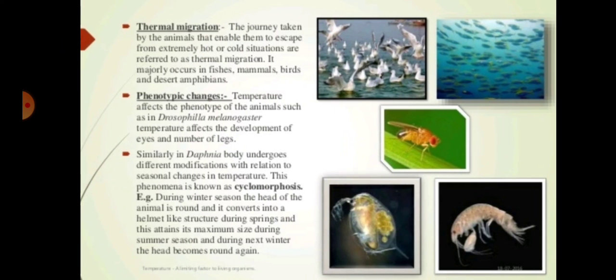Then another effect of temperature is thermal migrations. Thermal migrations occur only in the animals. The journeys taken by animals that enable them to escape from extremely hot or cold situations are referred to as the thermal migrations. For example, desert animals move to shaded places to avoid the burning heat of noon, and some animals like desert reptiles and snakes become nocturnal to avoid heat of the day.